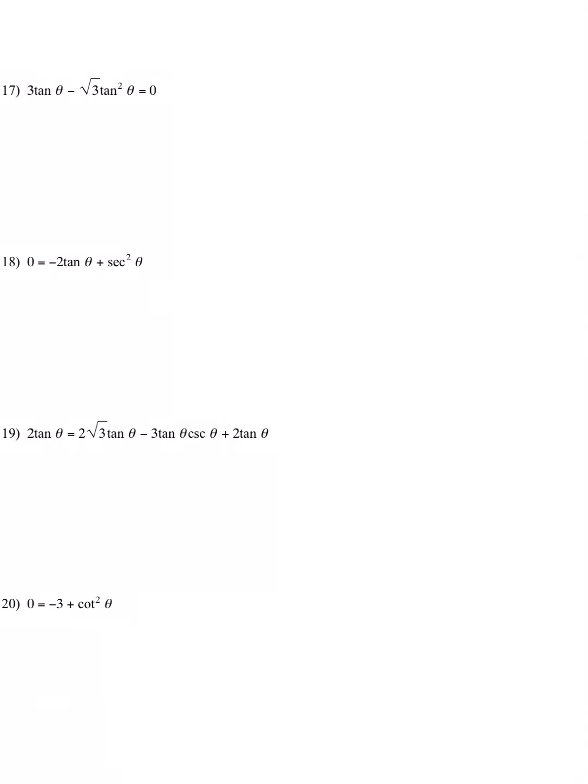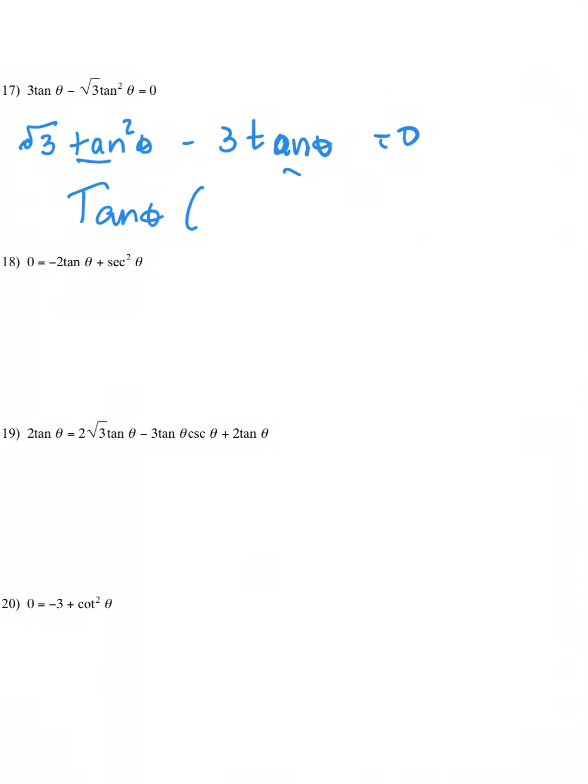So I like the squared term to be positive, but you don't have to do it here really, but I like it better. So I'm going to move everything to the other side and make the other one a minus 3 tan of theta equals 0. And I see I have a tan in common, so I can pull out a tan of theta, and I get root 3 tan of theta minus 3.